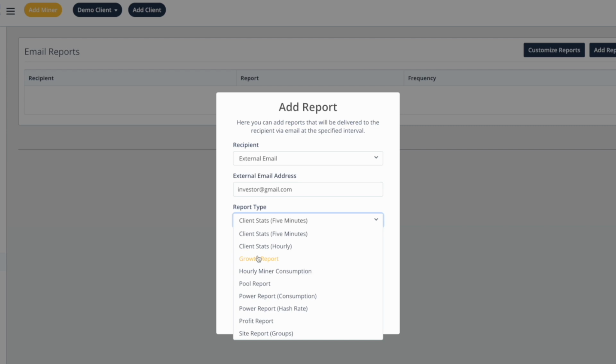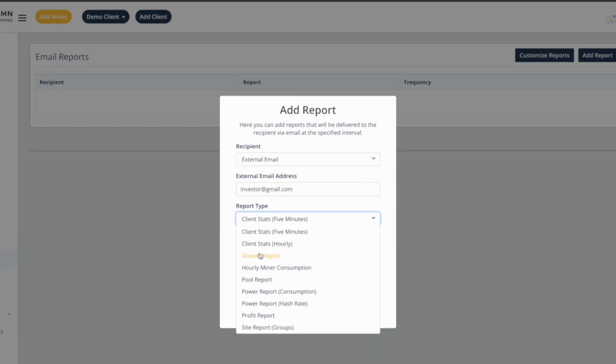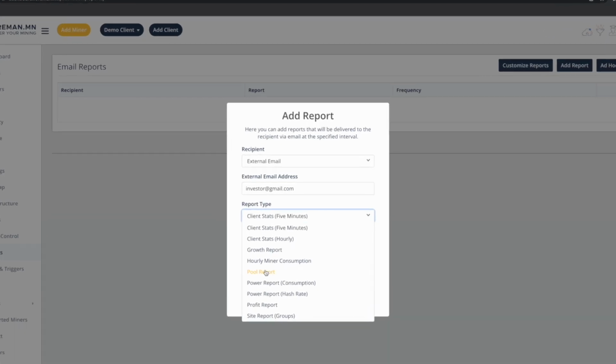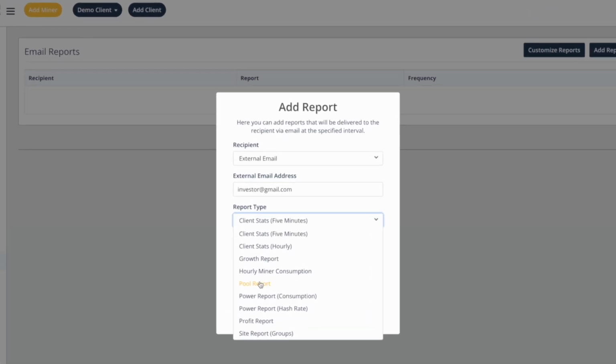The growth report, if you maybe have some constraints where you promised one of your customers that you would scale them up, maybe adding 100 petahash within 30 days, you can use the growth report to show how quickly that customer has scaled up. The pool report. The pool report is great for helping make sure the financials all align. So we'll actually dive into this one a little bit.